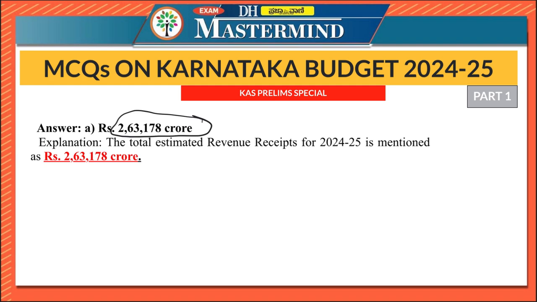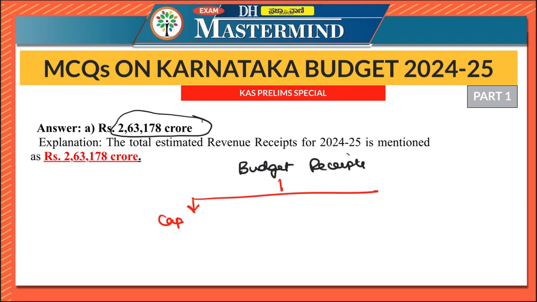If you look at the budget receipts, there are two kinds of receipts. The first one is the capital receipts, and the second one is the revenue receipts. Very important. You should know that capital receipts and revenue receipts form the total budget receipts.